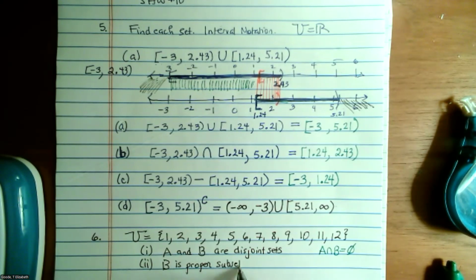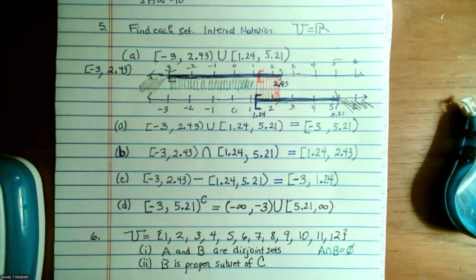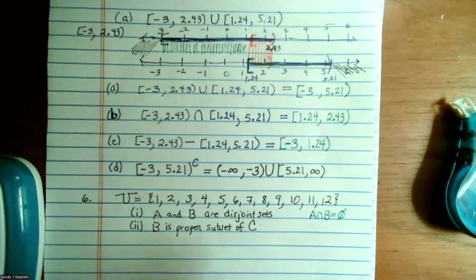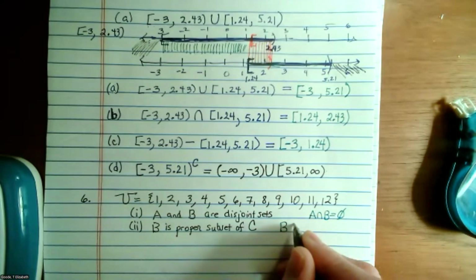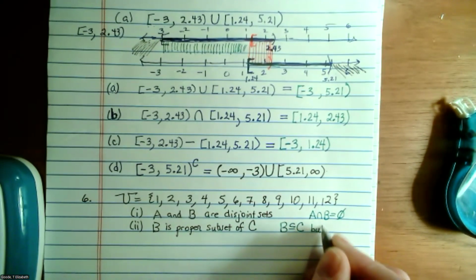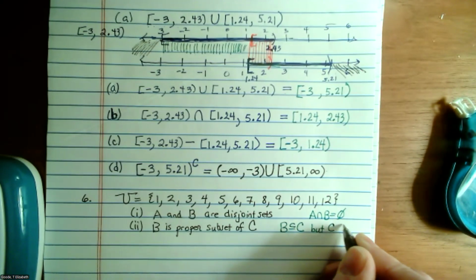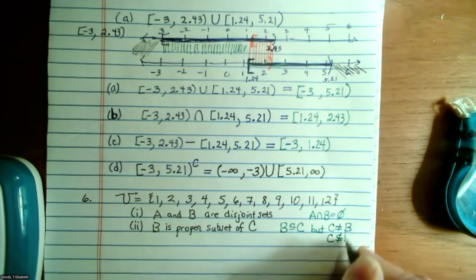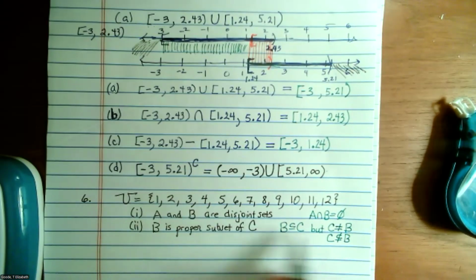Now B is a proper subset of C. What does that mean? B is a subset of C, but C is not equal to B. That's right. B is a subset of C, but C is not a subset of B. You could also say it's not a subset of B. And C's got to have something in it that B doesn't have. C's got to be, in some sense, strictly bigger than B. Does that make sense? Yeah.